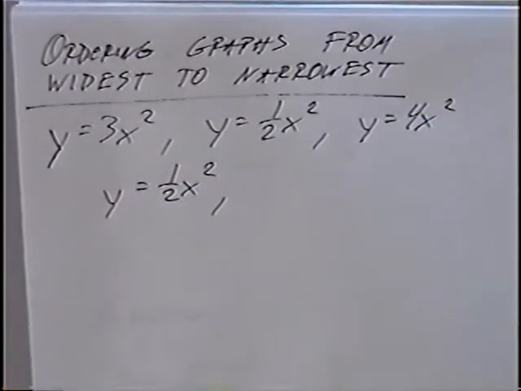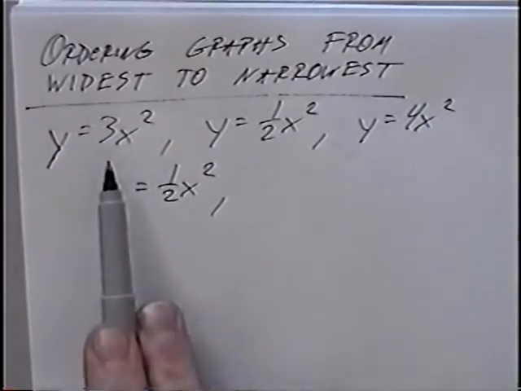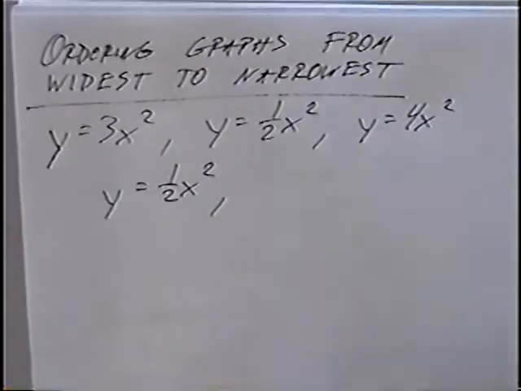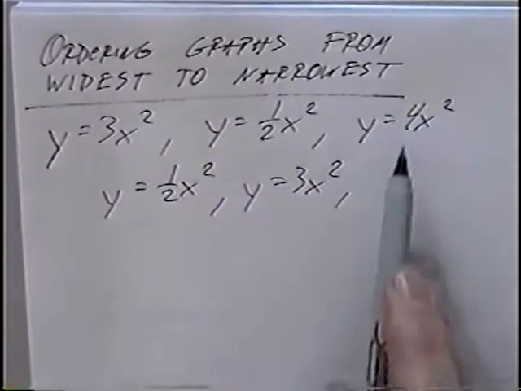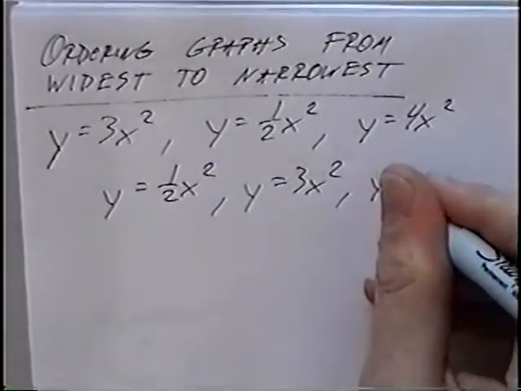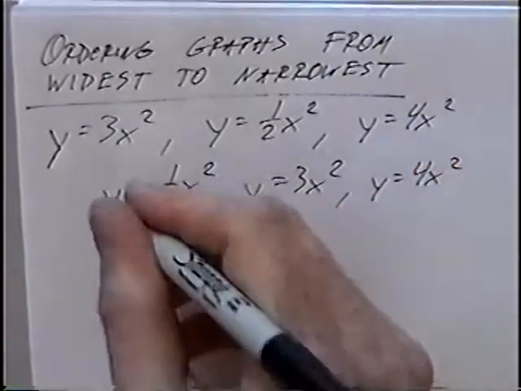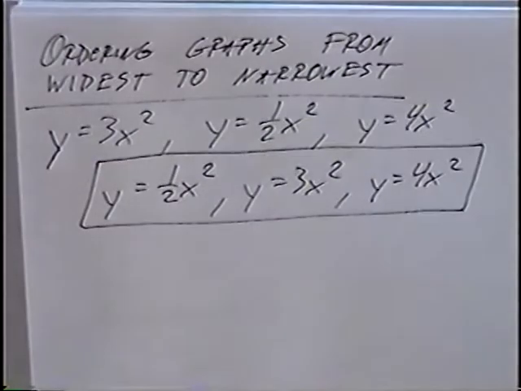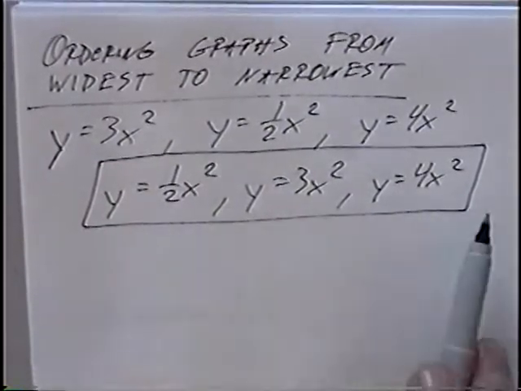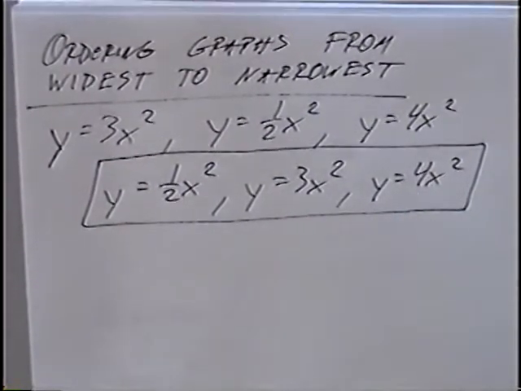The next widest graph, again, the second number that's closest to 0, we have 3 and 4. 3 would be the next one. And the narrowest graph, the tallest graph, would be the biggest number, 4x squared. So the widest graph again would be the shortest graph, and the narrowest would be the tallest graph with the biggest number.